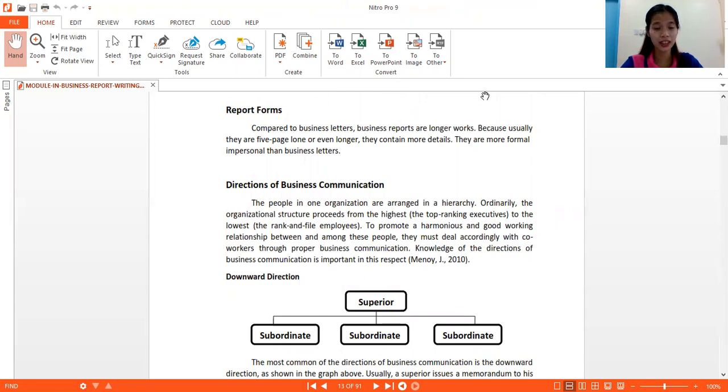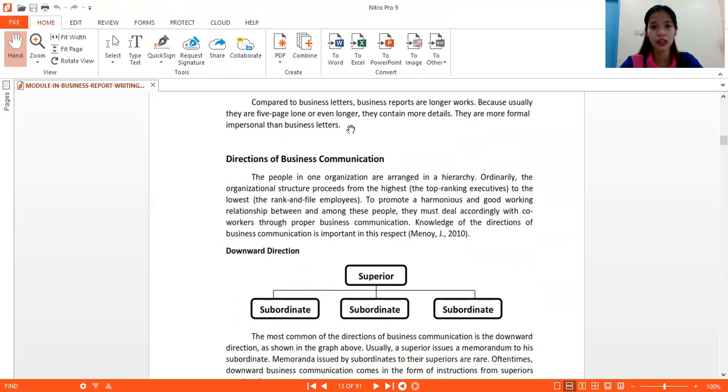Compared to business letters, business reports are longer works because usually they are 5 long or even longer. They contain more details and they are more formal, impersonal than business letter.